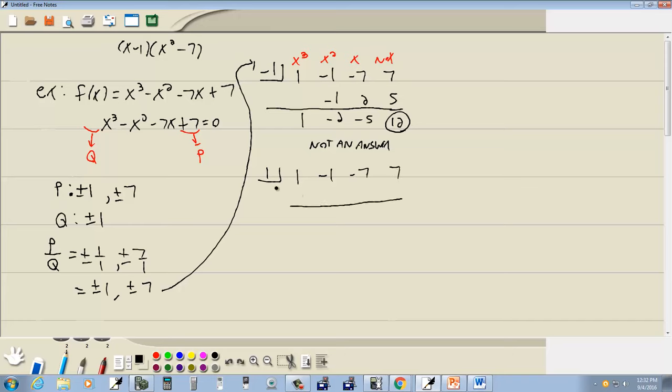Okay, if I plug in 1, well, add, multiply: 1 times 1 is 1, add, that gives us 0, multiply, 1 times 0 is 0, add, negative 7 plus 0 is negative 7, and multiply, 1 times negative 7 is negative 7, and add, 7 minus 7 is 0. Notice we came up with 0 as an answer.